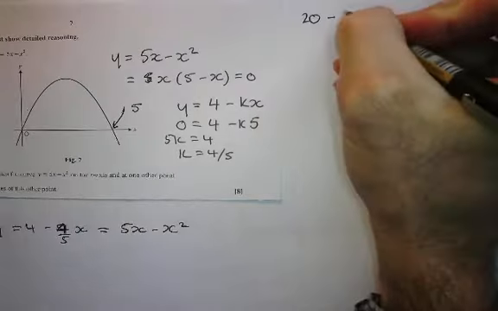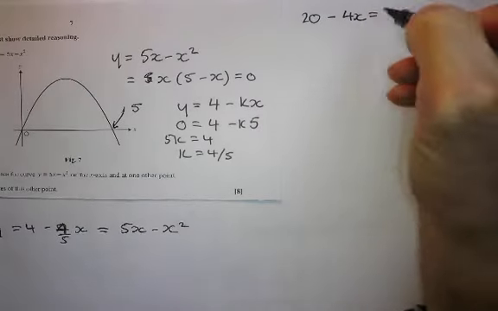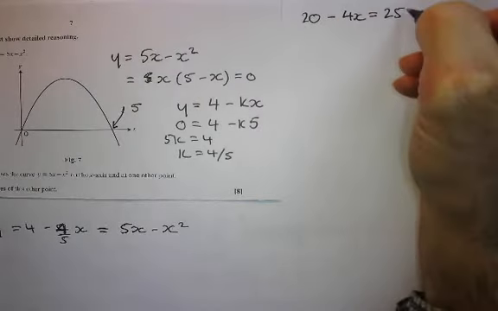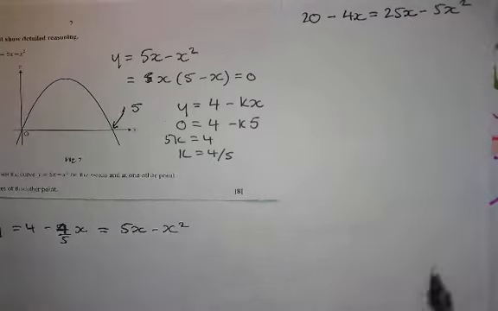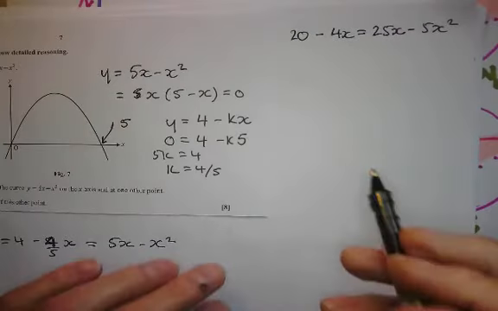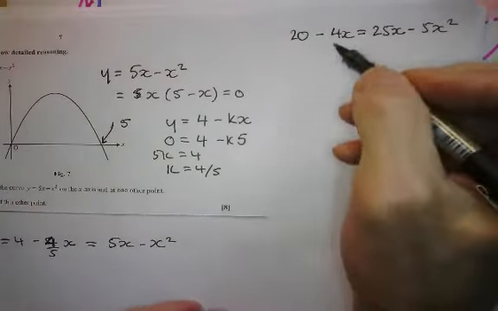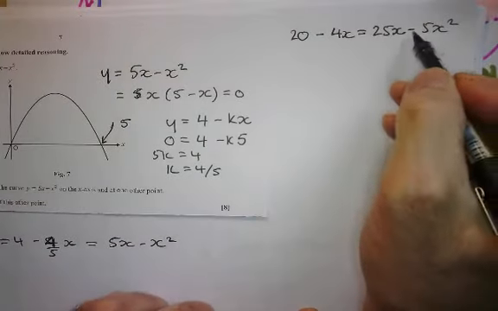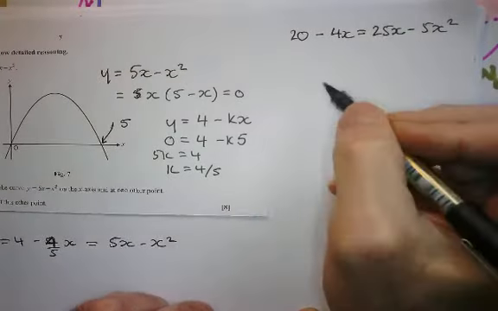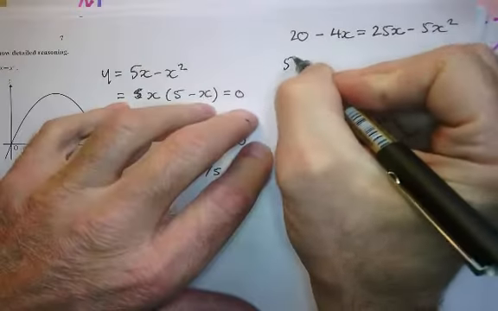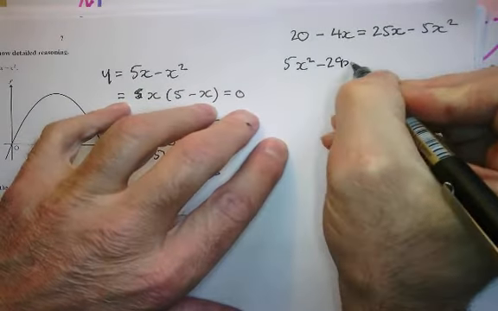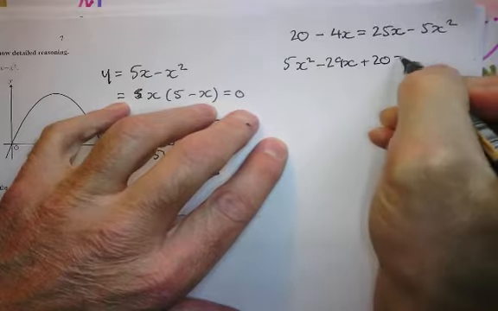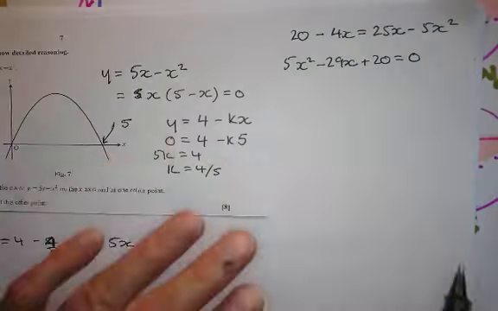So I get 20 minus 4x equals, don't forget everything by 5, so it's 25 minus 5x squared. And it's important that you remember that you multiply every term by that 5. Now I'm going to tidy everything up. I've got minus 5x here, so I'll draw everything to the left hand side, and I end up with 5x squared minus 29x plus 20 equals 0.